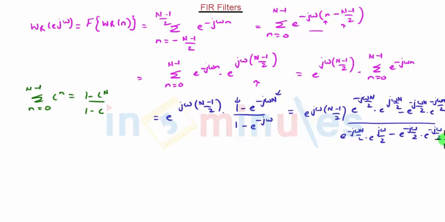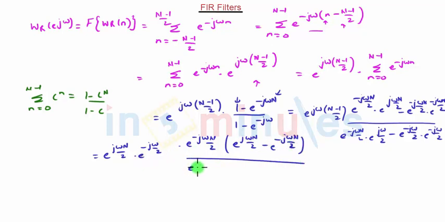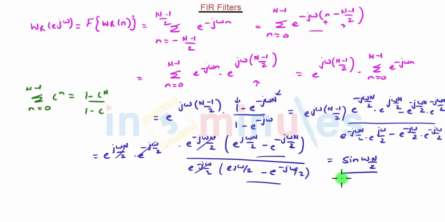So after taking the common terms, we finally get e raised to j omega N by 2 into e raised to minus j omega by 2, multiplied by (e raised to j omega N by 2 minus e raised to minus j omega N by 2), divided by e raised to minus j omega by 2 into (e raised to j omega by 2 minus e raised to minus j omega by 2). Now all the terms get cancelled. So finally we are left with these terms. They are equivalent to sine of omega N divided by 2 divided by sine of omega by 2, and this is the required result. Thank you.